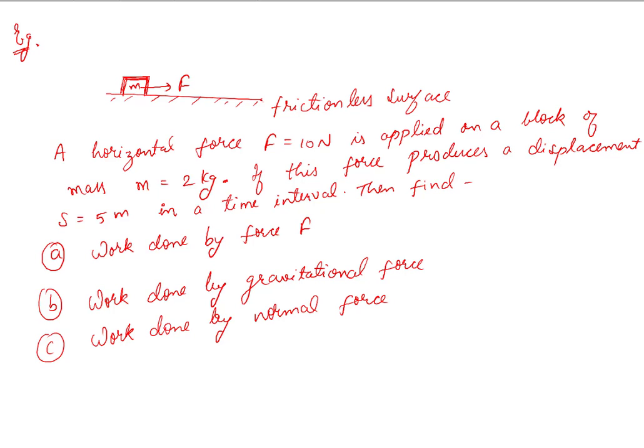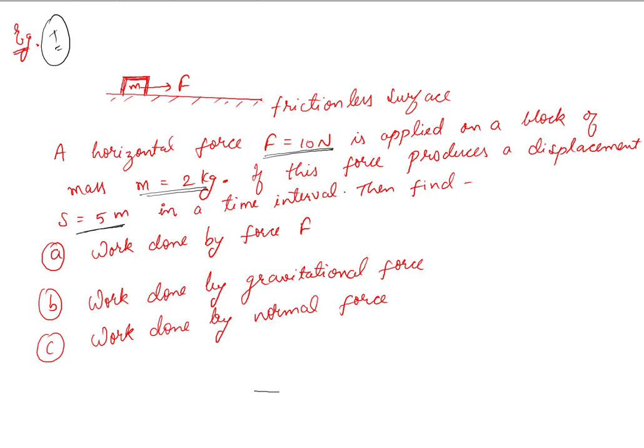We will now solve a few examples based on the concepts that we have discussed. In the first example, a horizontal force of 10 Newton magnitude is applied on a block of mass 2 kg, and if this force produces a displacement of 5 meters in the time interval, then we have to find work done by force F in this time interval, work done by gravitational force, and work done by normal force.